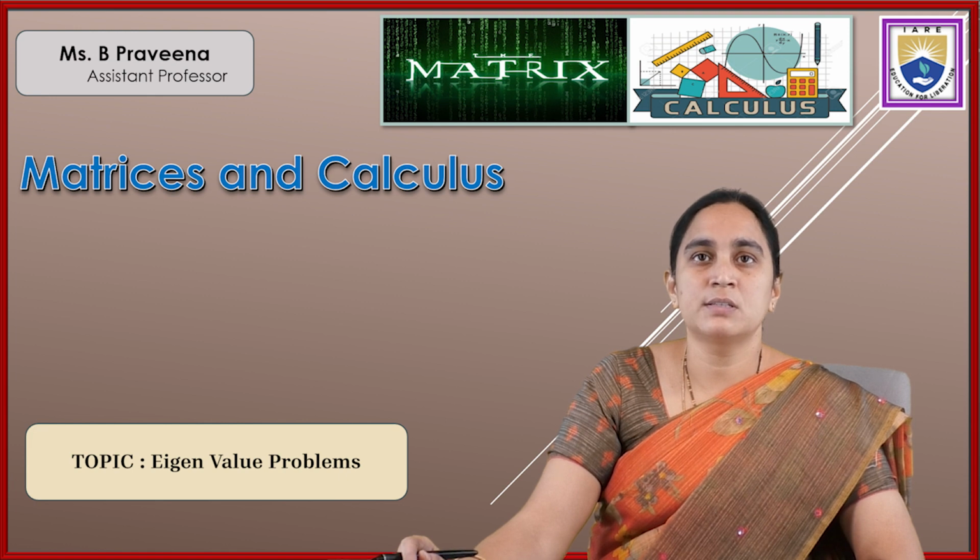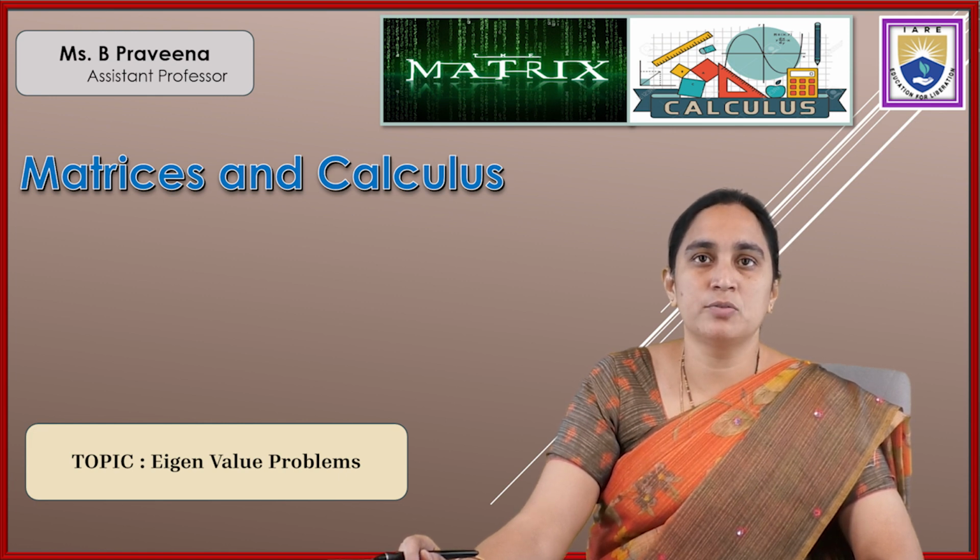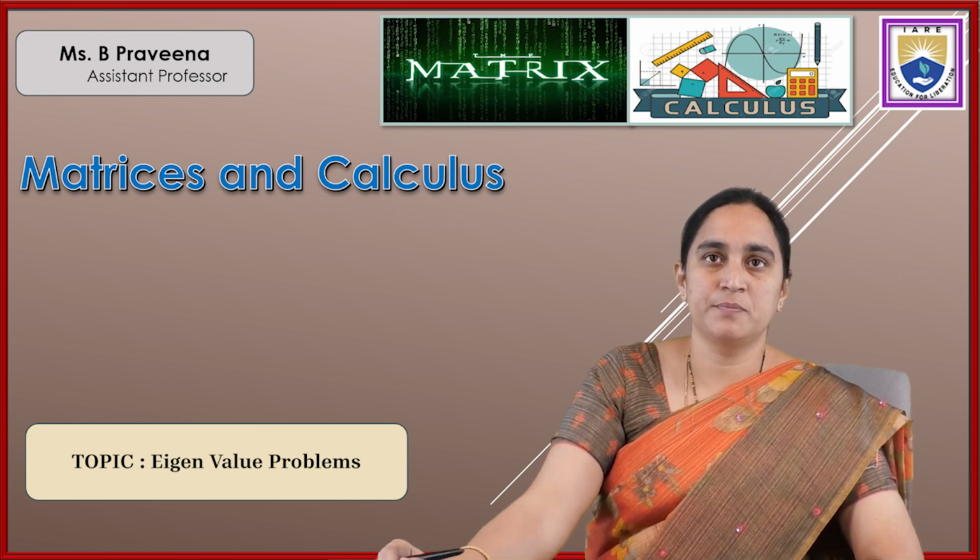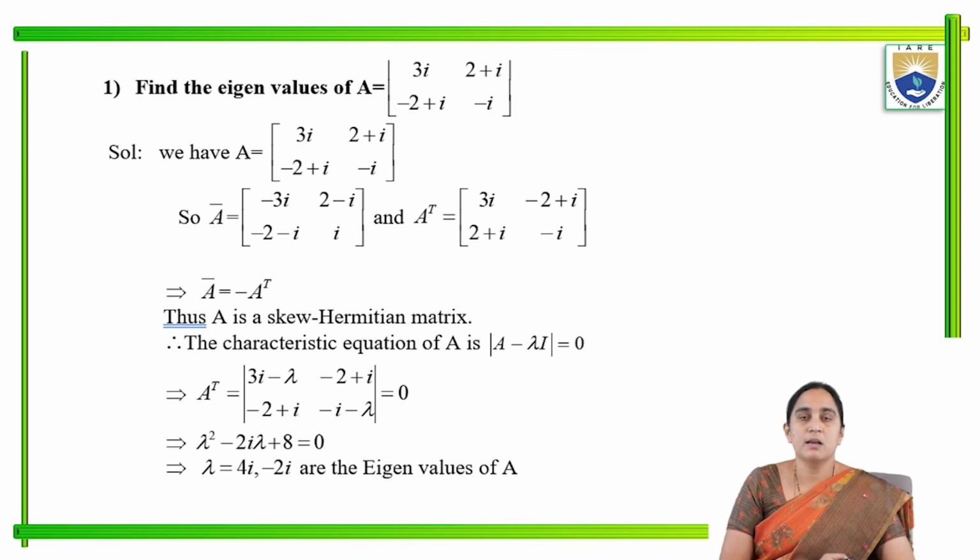Today I want to discuss the topic of eigenvalues and related problems, for finding eigenvalues of complex matrices and real matrices. We already discussed the introduction of eigenvalues and eigenvectors in the last classes. What is the formula for the eigenvalues? That is, det(A minus lambda I) is equal to 0. For that, we have to find the eigenvalues.